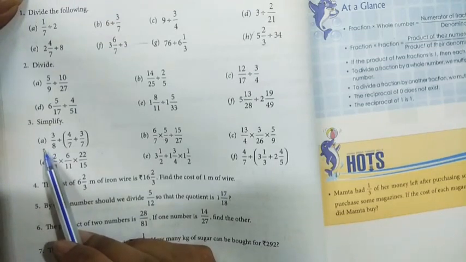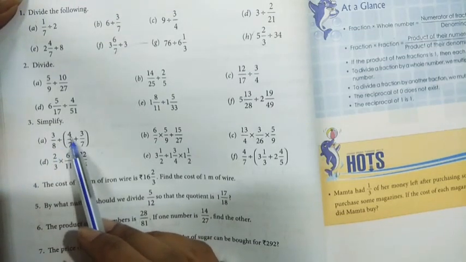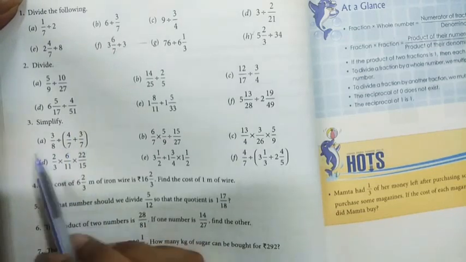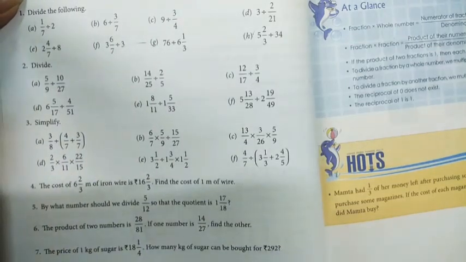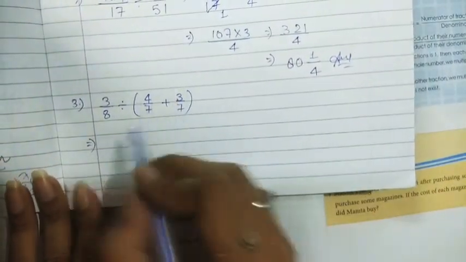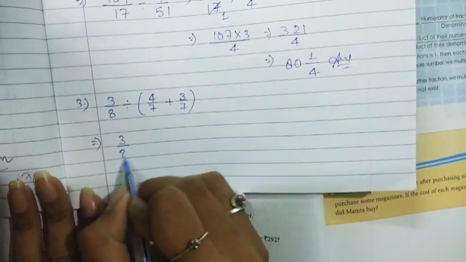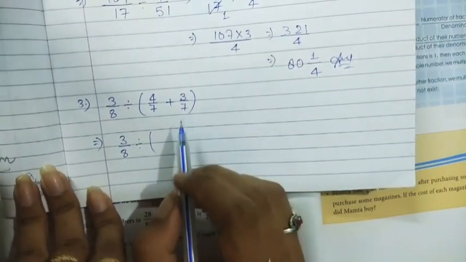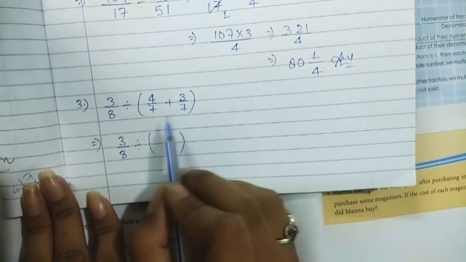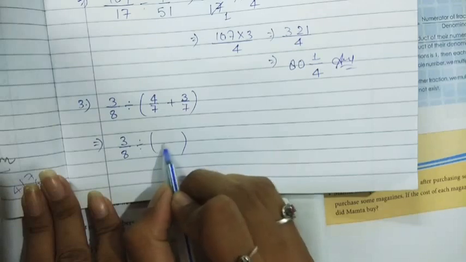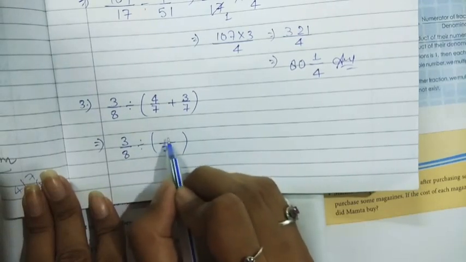Part A is 3/8 divided by the bracket 4/7 plus 3/7. Let us solve this. First of all, we have to solve the numbers in the bracket. Write the first number as it is and solve this. Now you can see that the denominator is 7. Their denominator is the same, so write 7, and 4 plus 3 is 7.